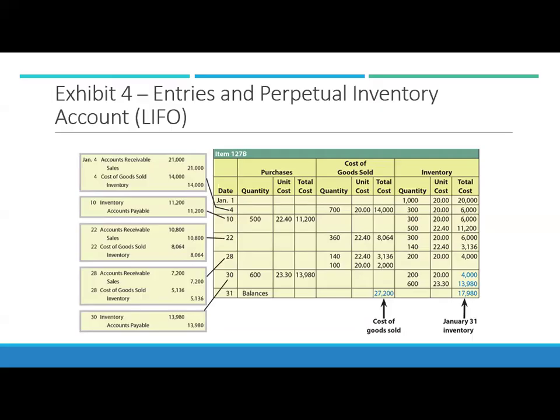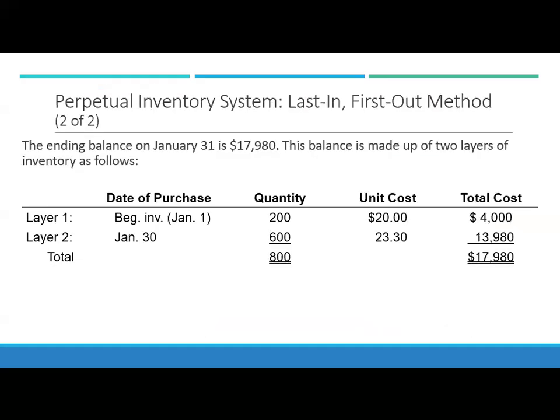200 units of this old inventory that never even got applied to the sale. Like this was in beginning inventory and now it's still in the ending inventory. And then the next month, these layers, buckets, tranches, whatever you want to call them, of inventory will be the beginning inventory next month. And the $23.30 inventory will get sold first under LIFO. And so we have an ending inventory, we have 800 units still, 17,980 in ending inventory.